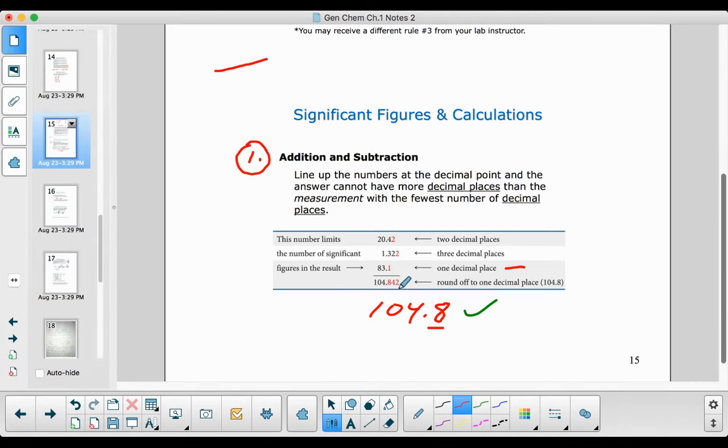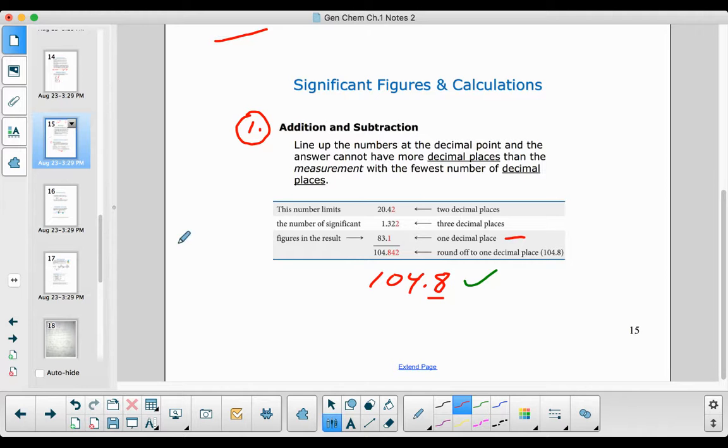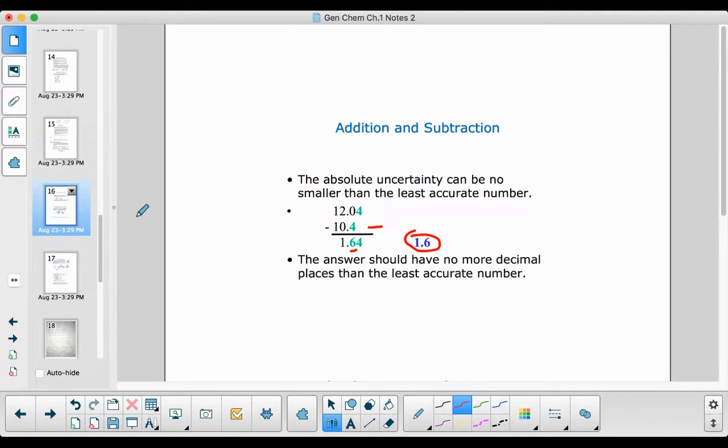So I would round this number here up to 104.8. And then for multiplication, here's a subtraction example. Again, one place past the decimal point, I have to round to 1.6.